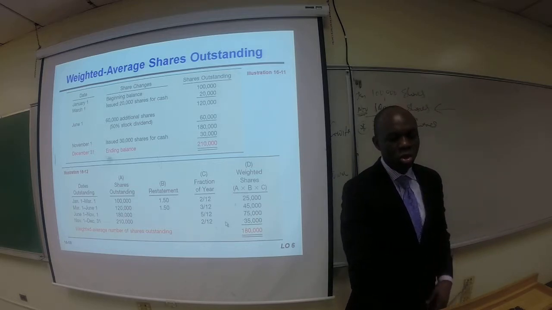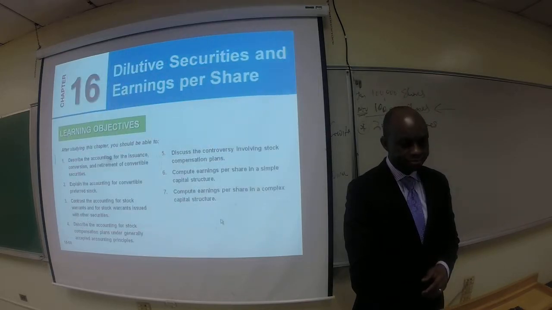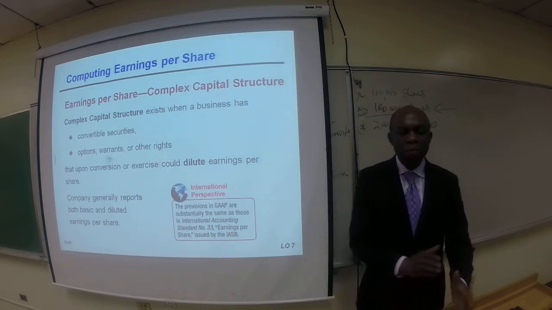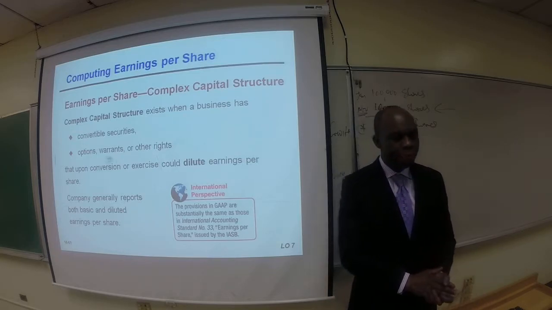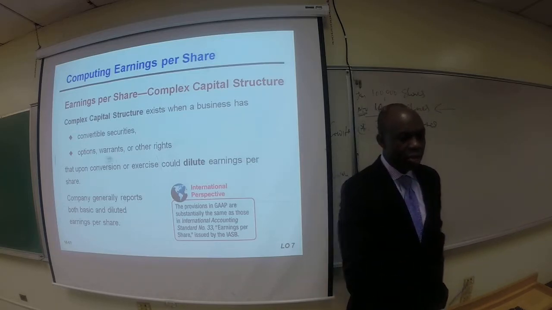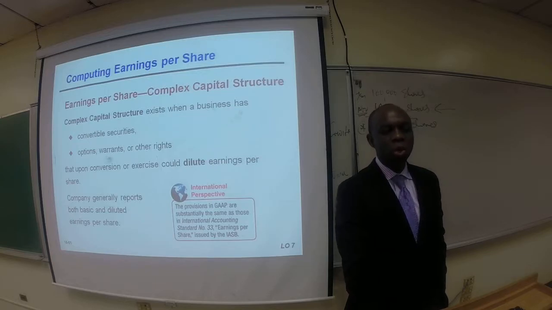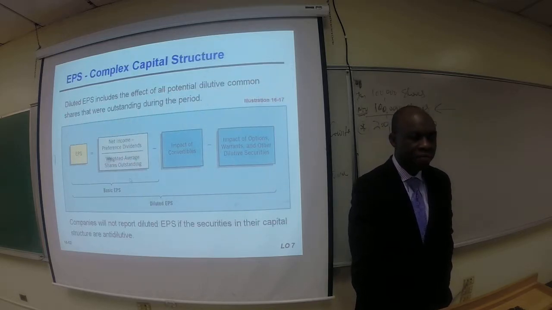So we have taken into consideration how to restate previous shares if we have a stock dividend or stock split during the year. So moving along, let's take a look at the last objective. How do we compute EPS per share in a complex capital structure? Now, to compute EPS in a complex capital structure, we first of all have to compute a simple EPS. So we already talked about the complex capital structure exists when a company has convertible security, options, warrants, or other convertible securities. Now, let's take a look at the example we have here.